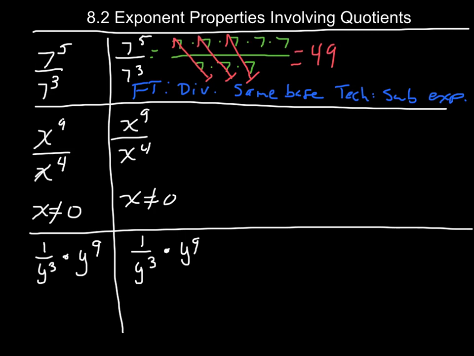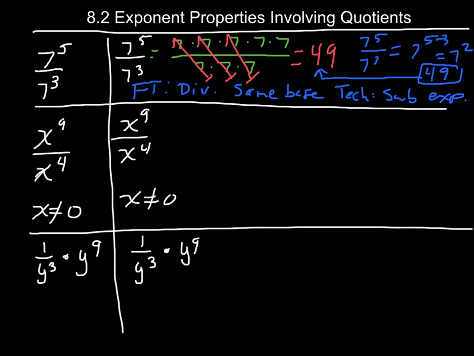But if I were going to do it, it would be, so if I had 7 to the 5th over 7 cubed, that would be 7 to the 5 minus 3, which is equal to 7 squared, and we know that 7 squared is equal to 49. So it gives me the same answer as I got right there. Okay, take a look at the next one here.